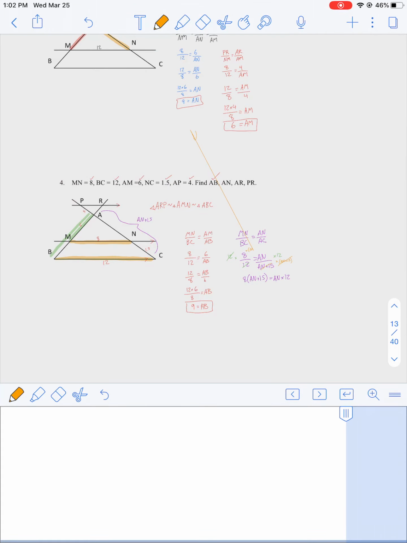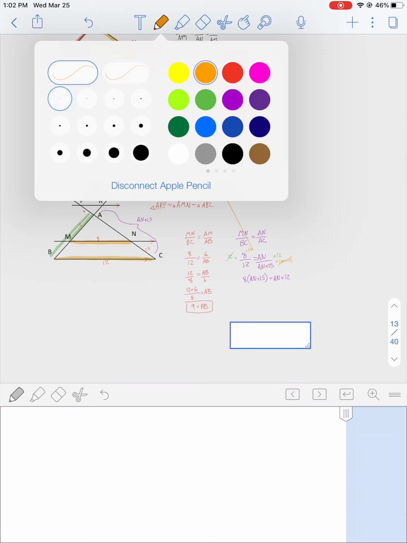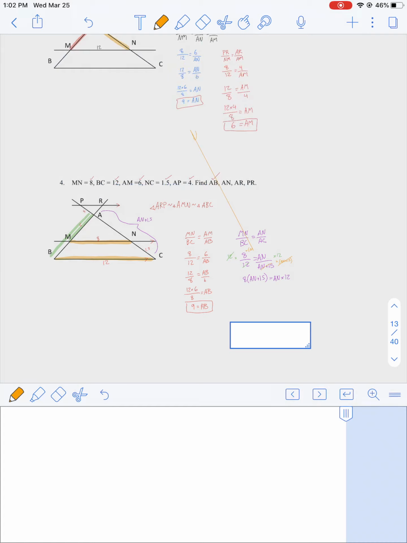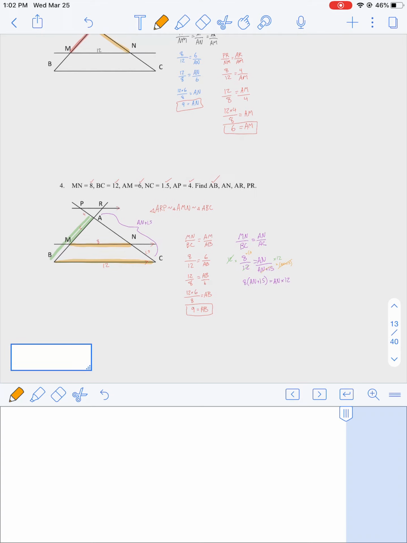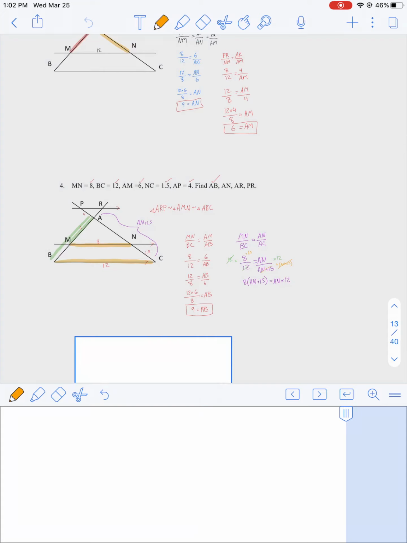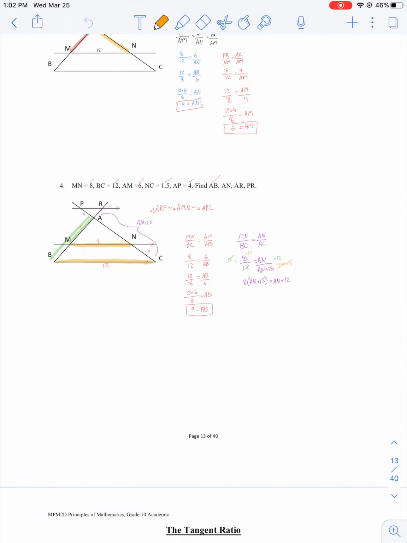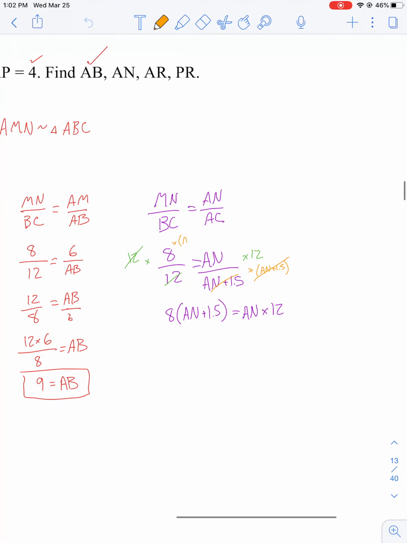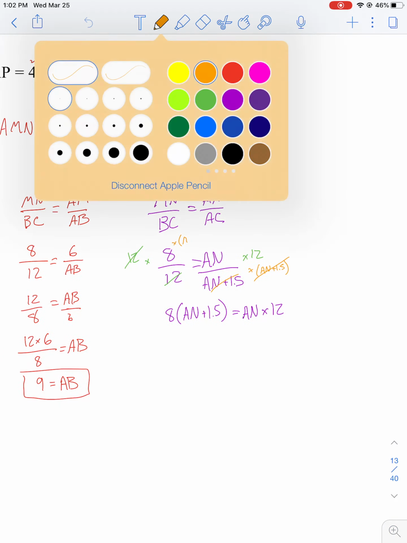Whoa, don't know what happened there. Let me try to get out of this. Oh no, what is that? Let me get out and go back in. It's still there. There we go. I've never done that before. Let me finish this one off.